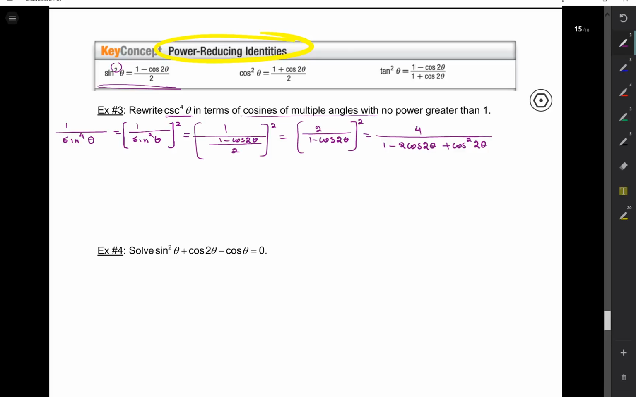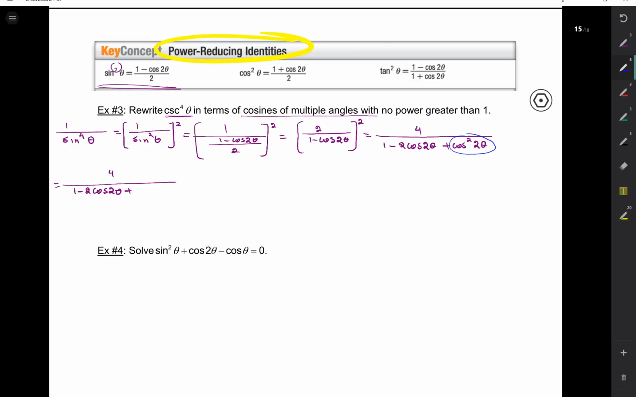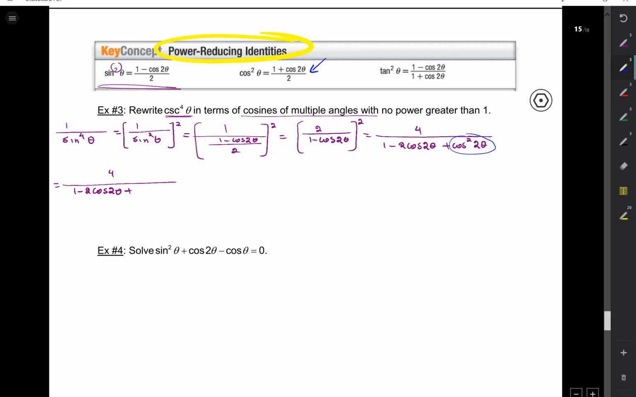But oh my God, what have I done now? I still have that darn square, right? Okay, so that's a mess. So let's see. I have 4 over 1 minus 2 cosine 2 theta plus, I'm fine with that. It's that term that's messing me up. Okay? Well, we're going to apply the identity again. We're going to apply this identity this time, the cosine squared identity.